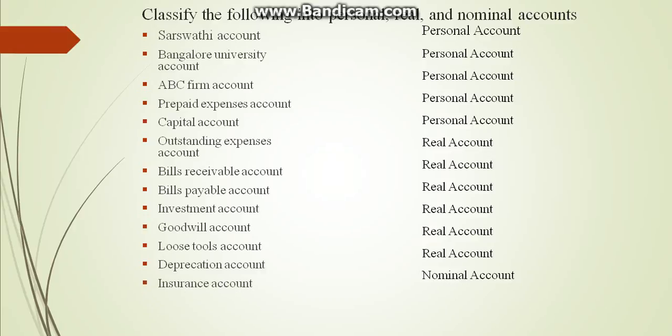Insurance, this is also an item of the P&L account, so we have to go with the rule of nominal account. Dividend, this is also an item of the P&L account, so we have to go with the rule of nominal account. Income tax, nominal account. Kindly wait for my next further concepts.